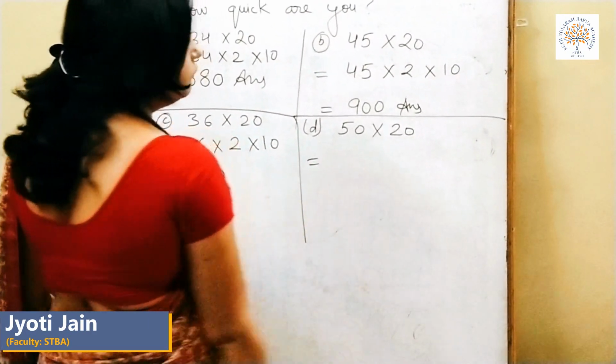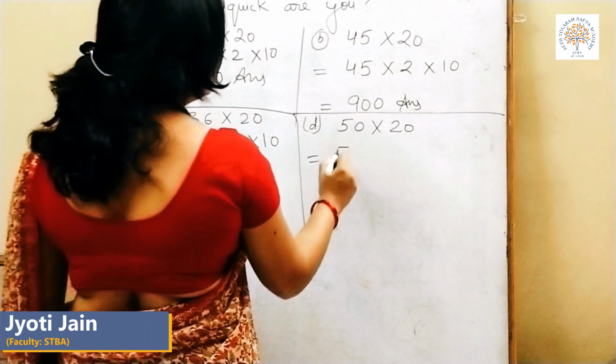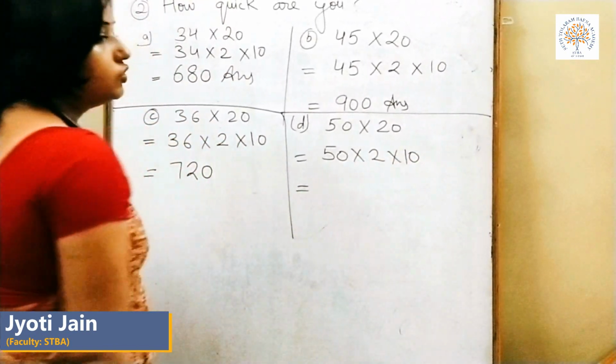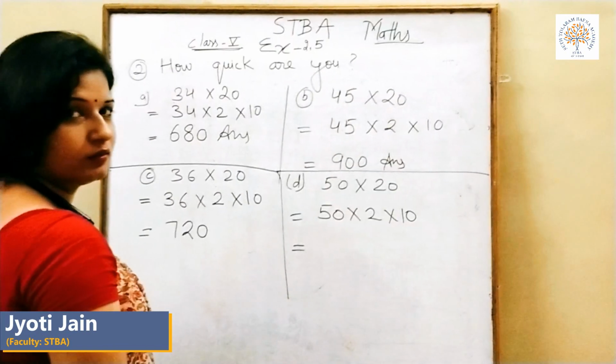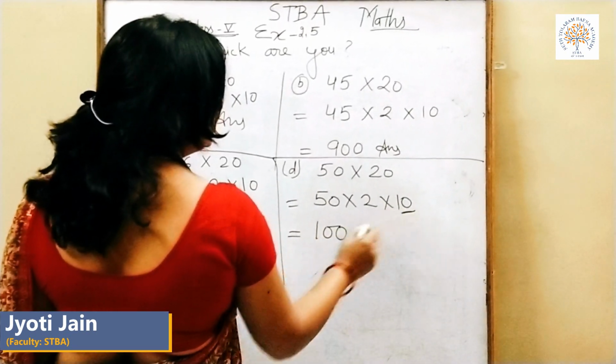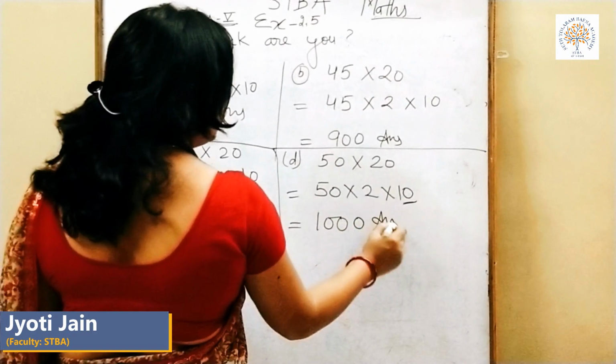Next is B part: 50 multiplied by 20. So 50 into 2 into 10. 50 into 2 will be 100, followed by 1 zero also. The answer is 1000.